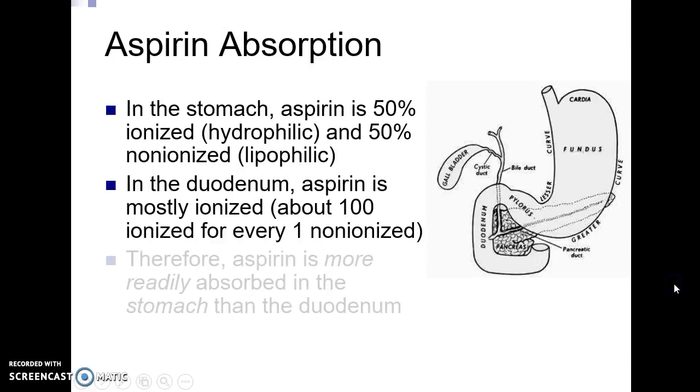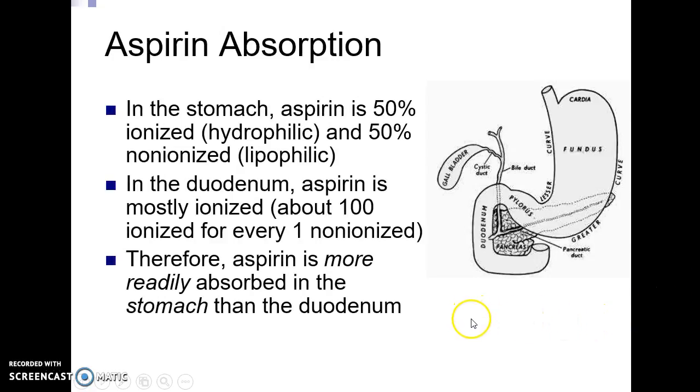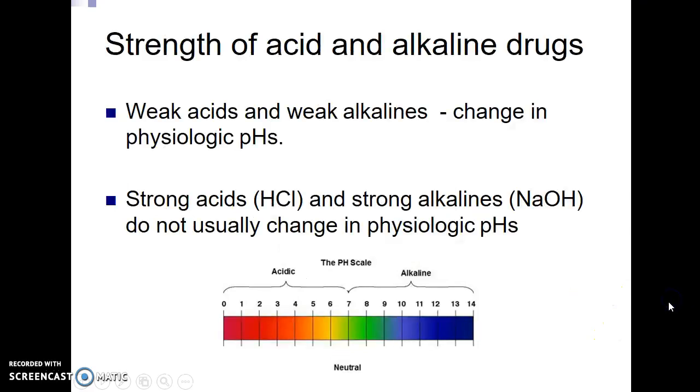So this is just basically stating that. So we have more aspirin is more readily absorbed because it is in the form that can be absorbed across the cell membranes. And when it moves to the duodenum, it changes its form so that it's hydrophilic and is not absorbed well.